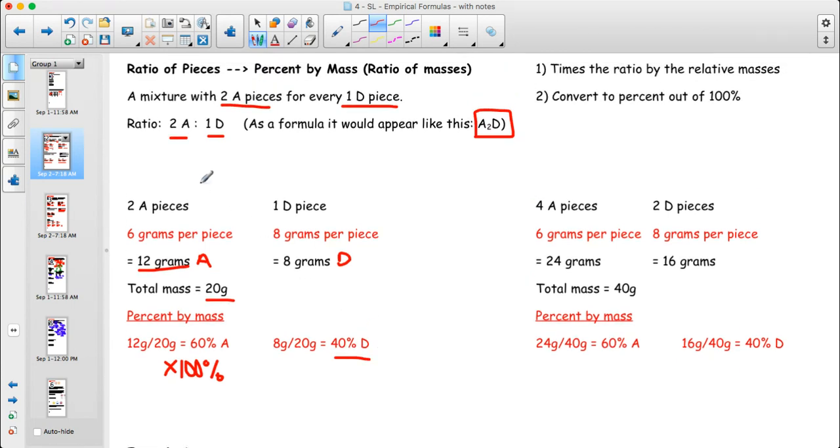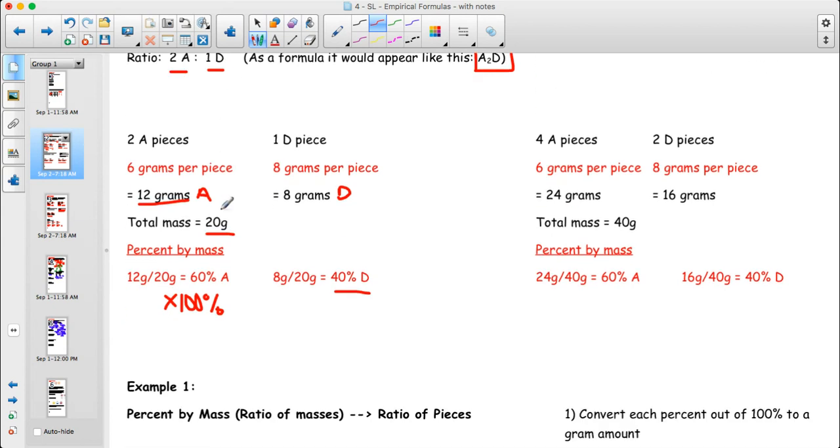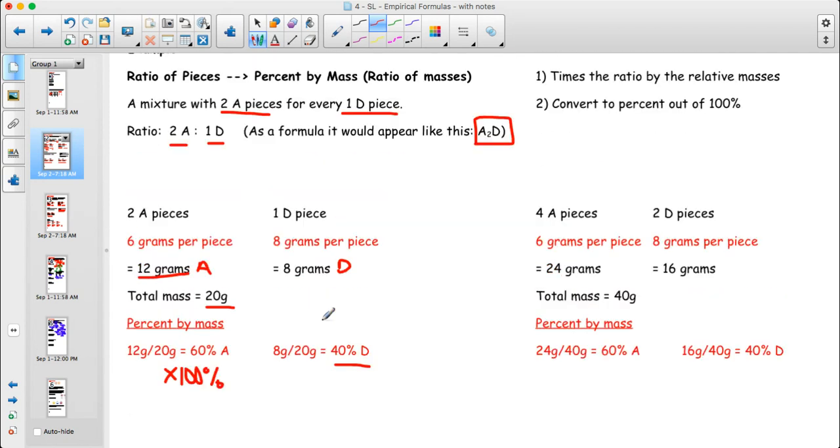So notice that we had a 2-to-1 ratio in terms of the number of pieces, but we actually have a 6-to-4 ratio in terms of the mass, because the pieces don't weigh exactly the same. So just because I have a 2-to-1 piece ratio, I don't also have a 2-to-1 mass ratio. That's why these are two different concepts: percent by mass and the ratio of the actual pieces of candy.